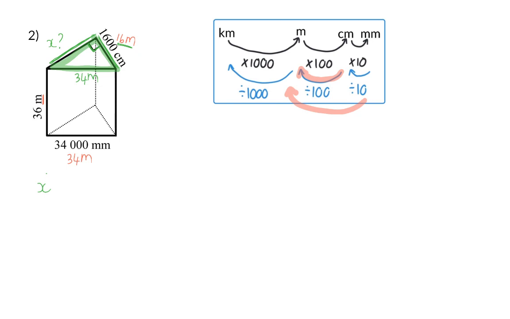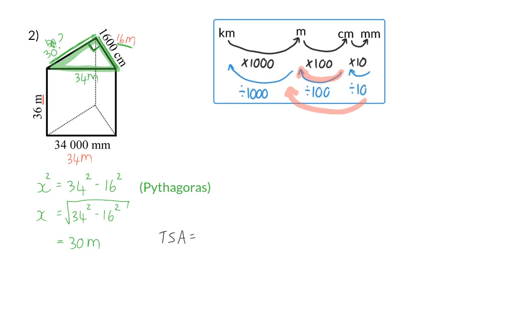So, starting off with Pythagoras, I take x squared, and that will be equal to the hypotenuse squared minus the other shorter side squared. To calculate x, I'm going to put this value in a square root, and this will give me the value of x as 30 meters. Now we can move on to calculating the total surface area of this prism.